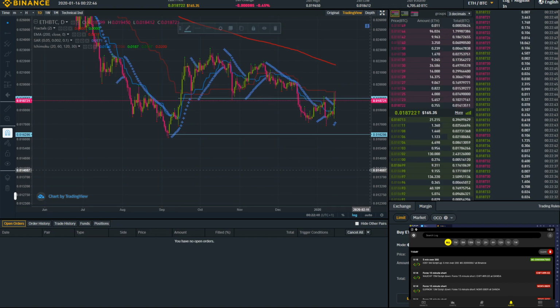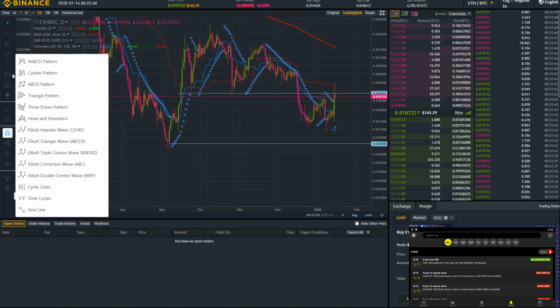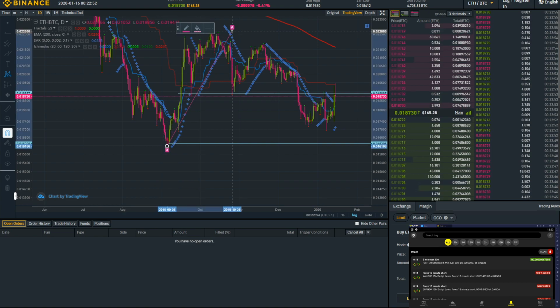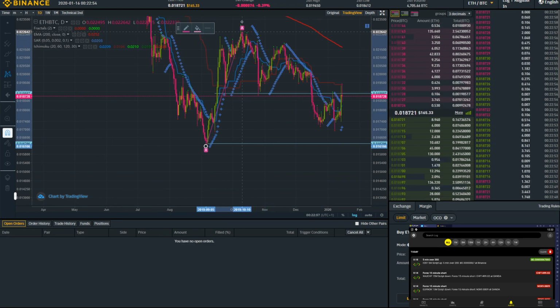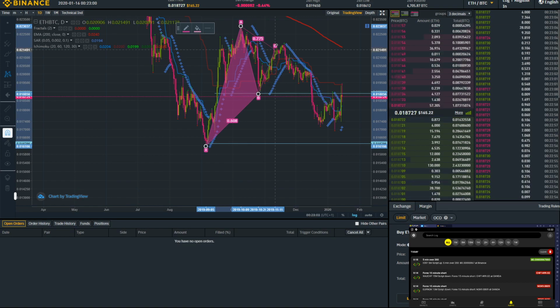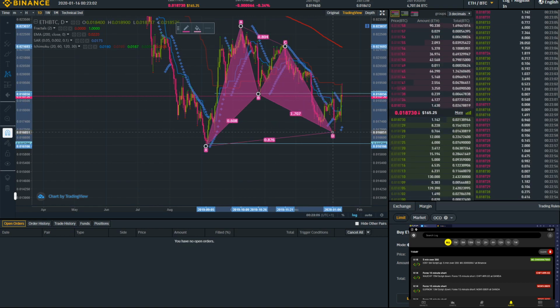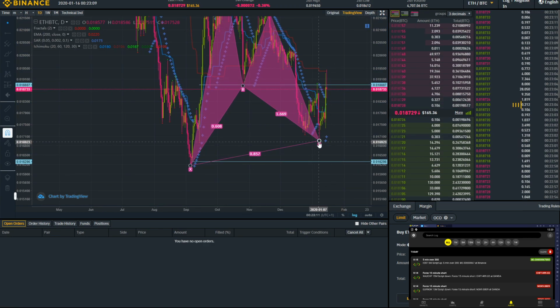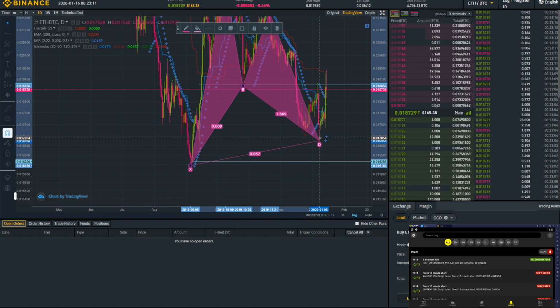So also, if you want to ask me, this was a clear cipher pattern. I love bats, so probably this is a Batman pattern. So this is a clear bullish bat pattern. So who bought this? Congrats to you.